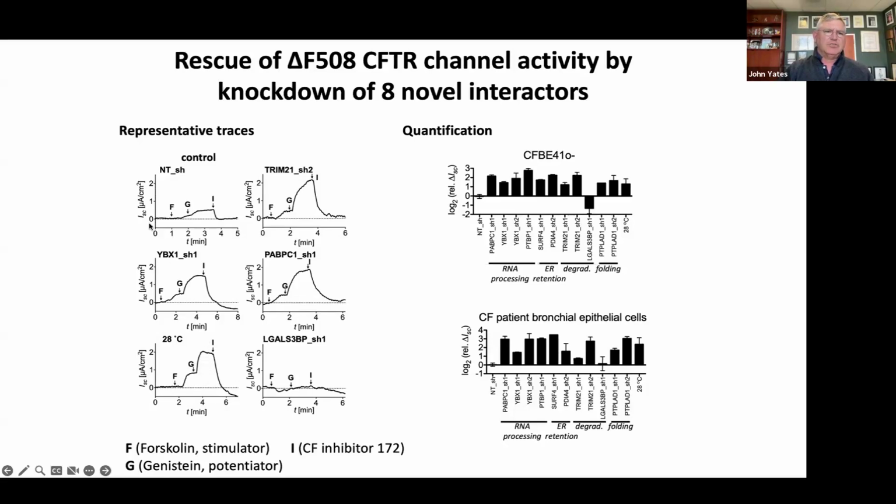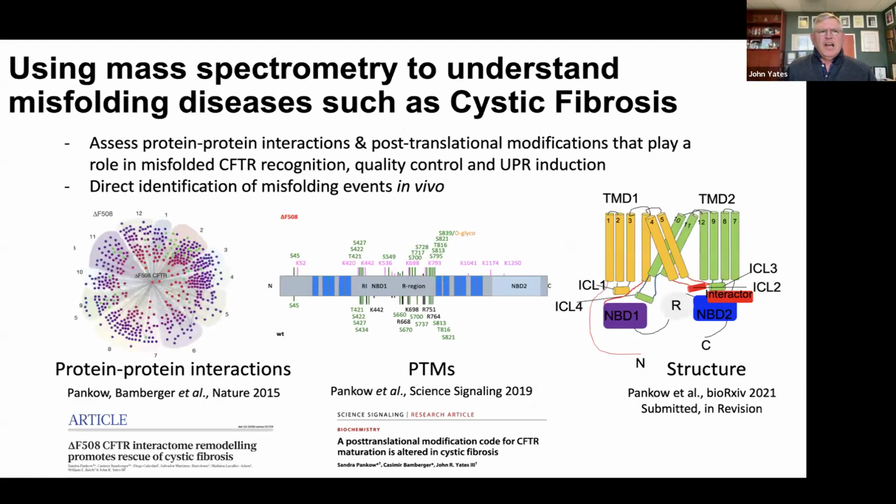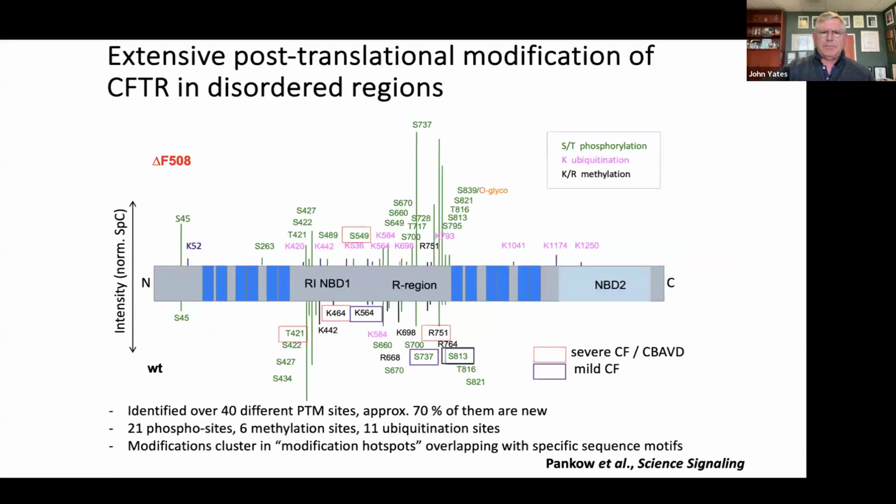And so when you knock down certain proteins, you can see that you indeed do get recovery of the ion channel function. This one particular protein down here, when we knock that one down, we don't get any restoration of channel function. And so what we discovered doing the interactome is that there were a lot of kinases and phosphatases and so forth that were involved in the interactome. So that was telling us that PTMs might in fact be important.